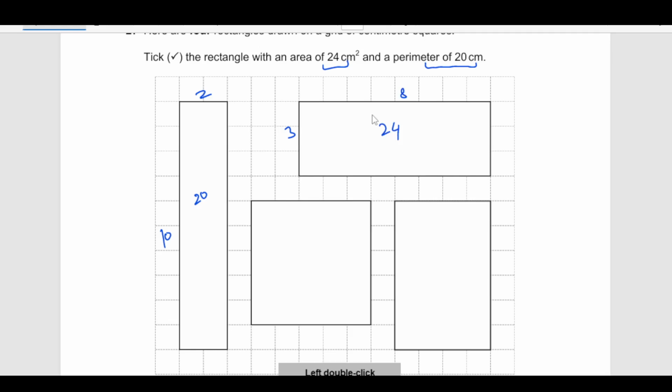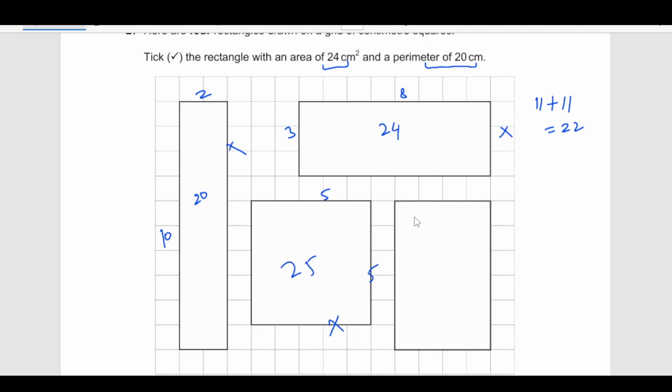And let's see the perimeter now. The perimeter is the sum of all the sides. 8 plus 3 is 11, 11 plus 11, both sides, is 22, but we need 20. So this is also not the option. Here, 1 2 3 4 5, this is 5, and 5 by 5 is 25. This is also not the answer.